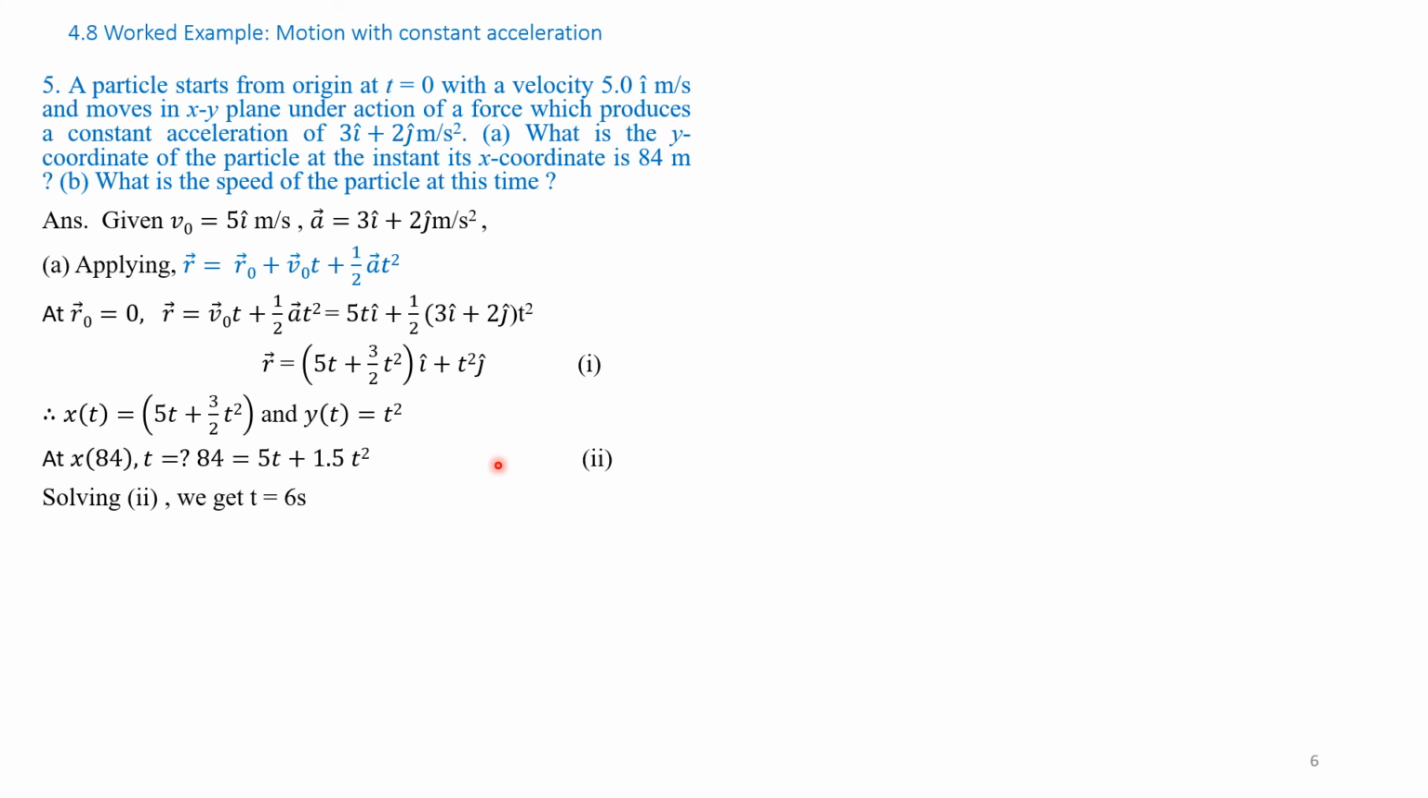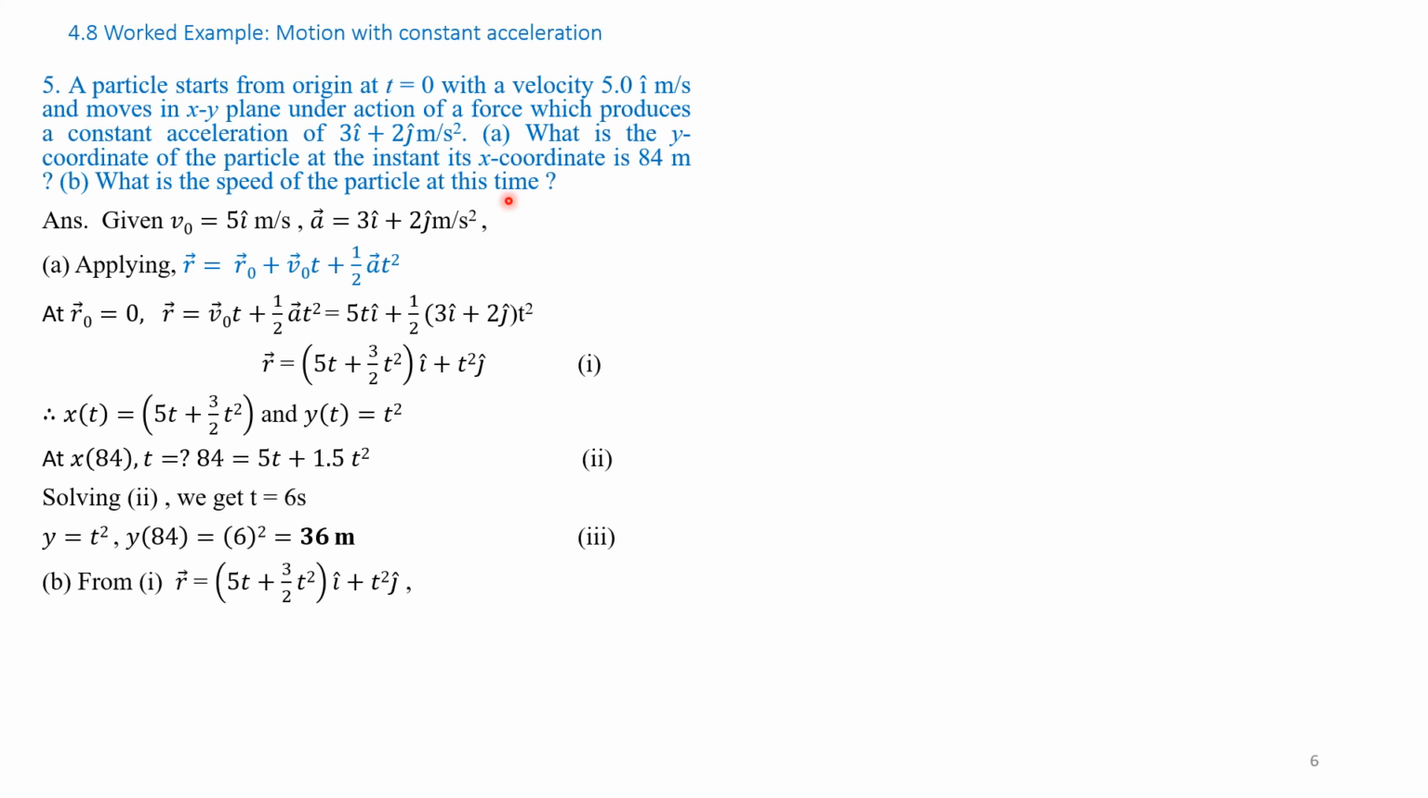Solving equation 2, here we have to solve the equation and find the value of t using the standard formula. We get the value of t as 6 seconds. You have to solve this equation, please do it yourself. Therefore, y will be equal to t square. That is, y at x equal to 84 is 6 square, which is equal to 36 meters. Let it be equation 3.